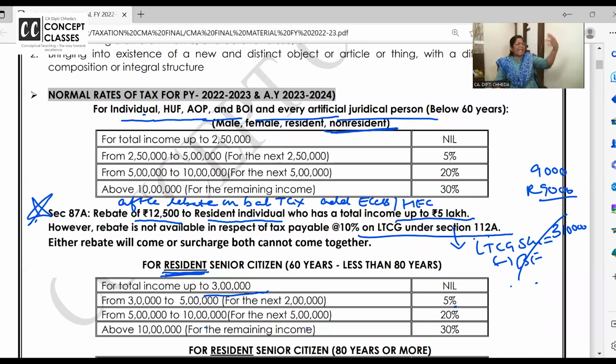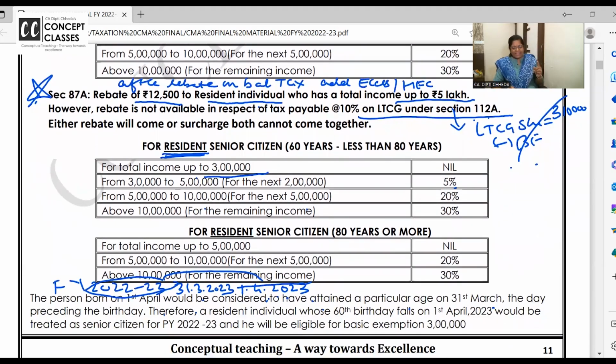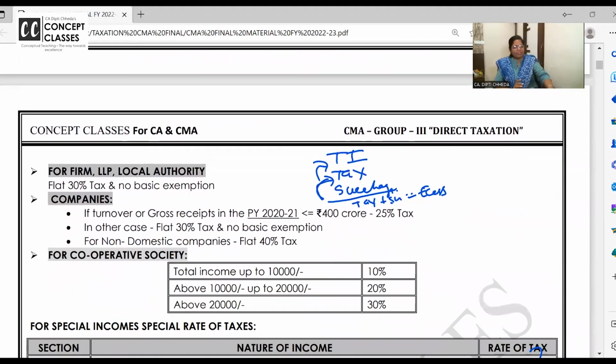Rebate is allowed on any income if your total income is up to 5 lakhs, except long-term capital gain on shares. So here we have completed the tax rates, the surcharge, the special incomes, the normal incomes, cess, everything for individual, HUF, AOP, BOI, AJP. Now we want to go and do the tax rates for other kinds of assessees. Any doubt you have? All clear? Then write down AC.